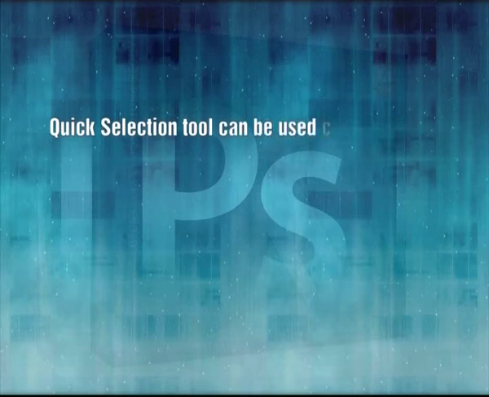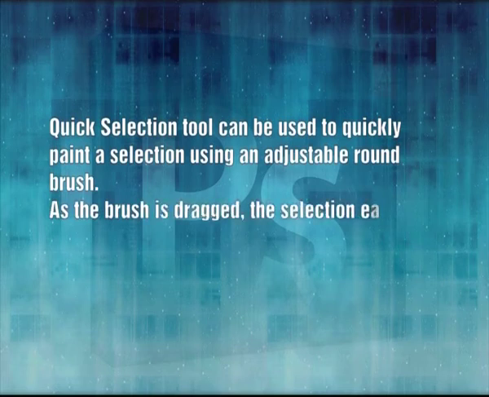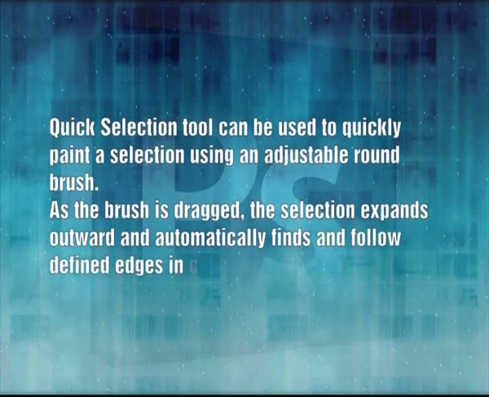Quick Selection tool. The Quick Selection tool can be used to quickly paint a selection using an adjustable round brush. As the brush is dragged, the selection expands outward and automatically finds and follows defined edges in the image.